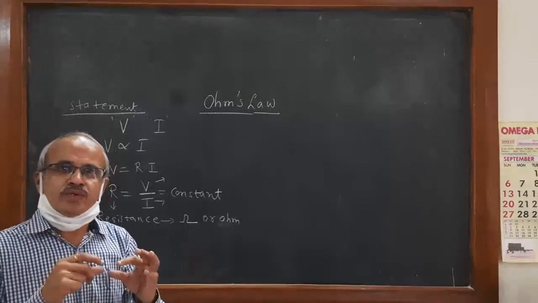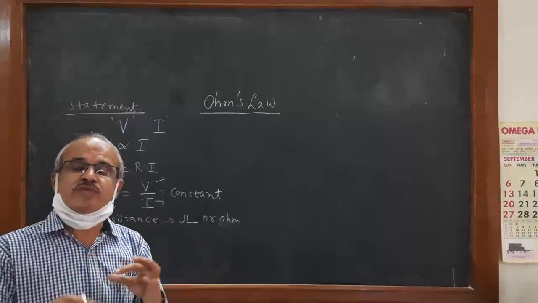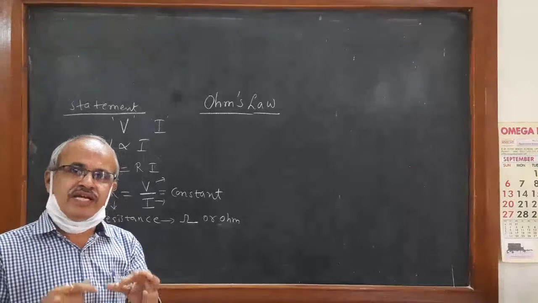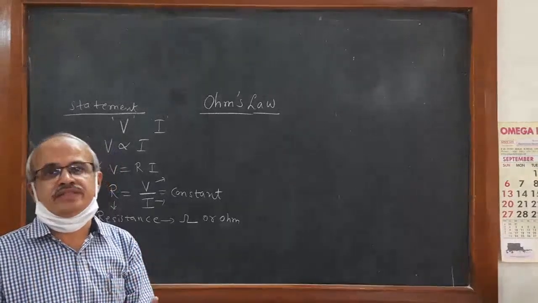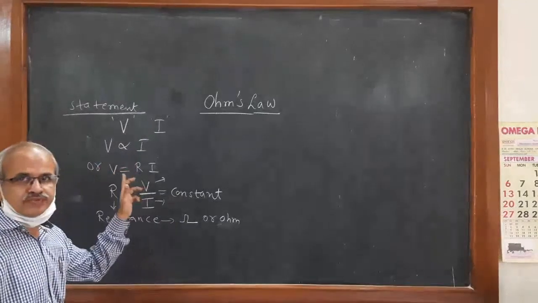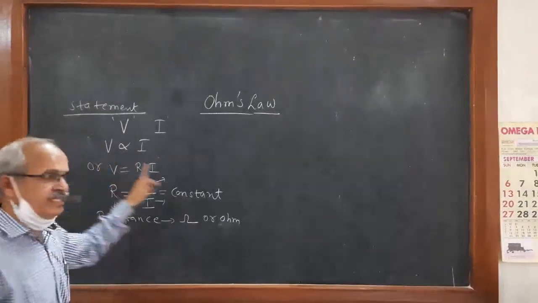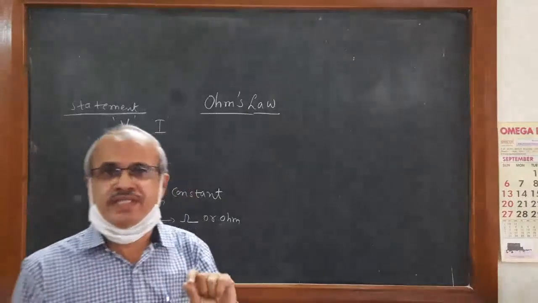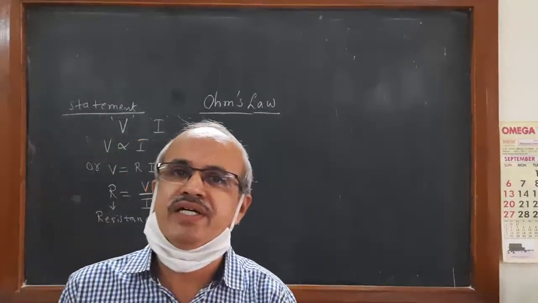That means the length of the conductor, dimensions of the conductor, length, breadth of the conductor, should remain unaltered. Then only this relationship holds good. This relationship is a linear relationship. It holds good only when temperature and physical dimensions remain unaltered.